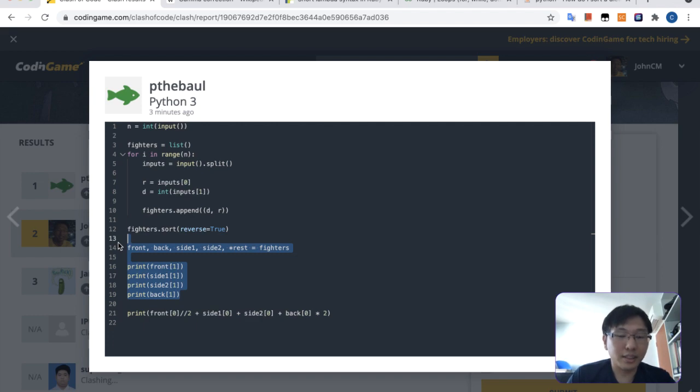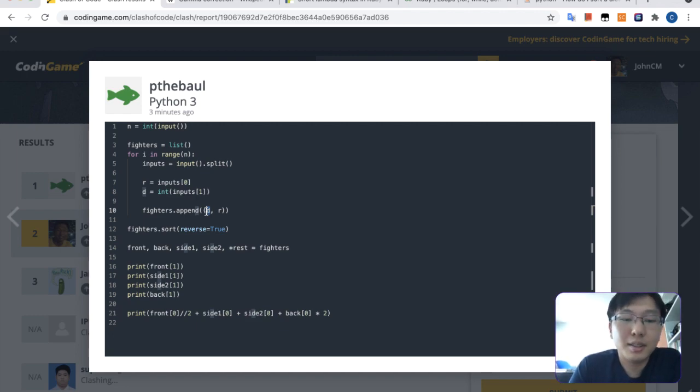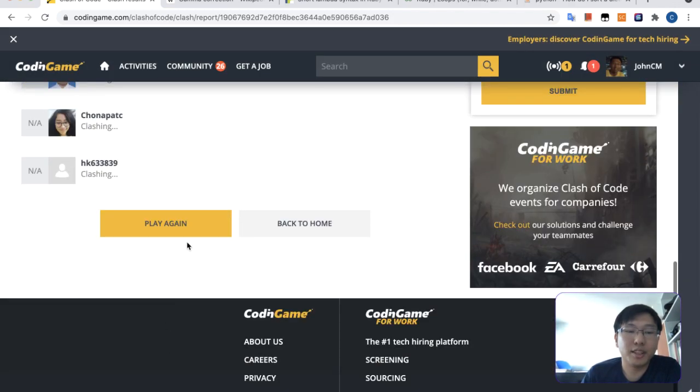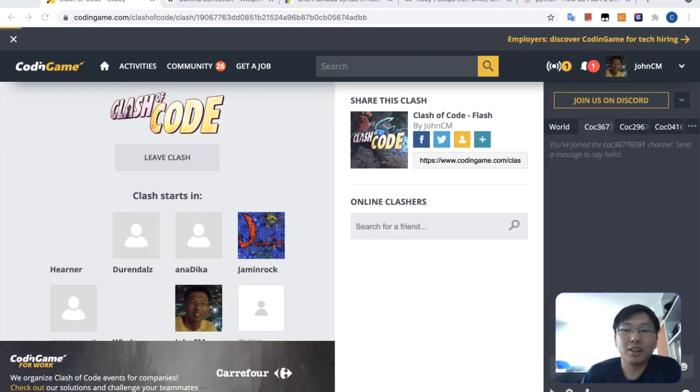Oh, very nice. He sorted by reverse equals true, and since the first value is the damage, it will sort by damage automatically already. That's cool. Very fast. I cannot beat his speed.